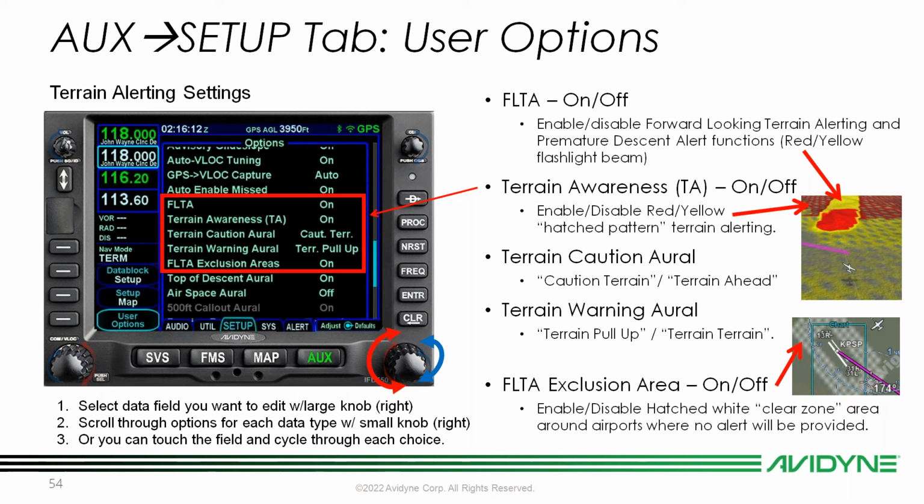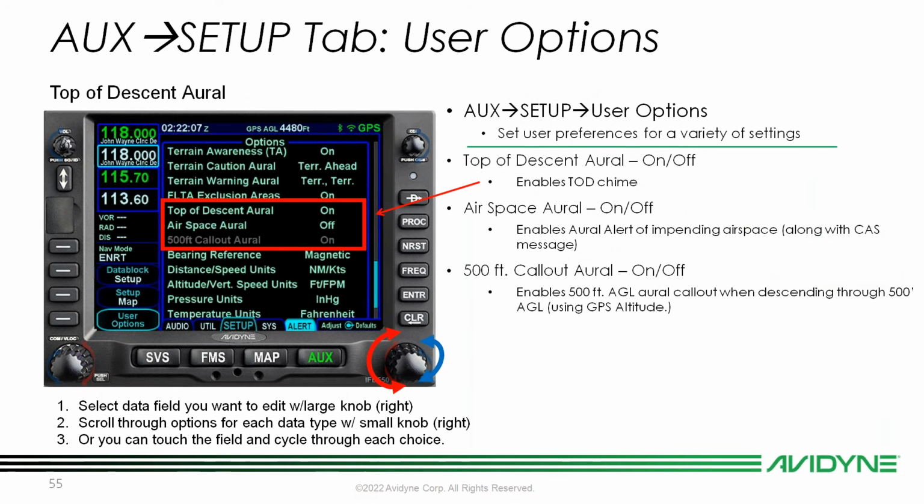So you can even customize the type of message that you want the IFD to chirp at you when you're getting too low. FLTA exclusion areas, we can also toggle those on and off. And that's going to enable and disable the hatched white clear zone area around those airports, especially those airports where they're not going to provide you an alert. So that's a way to cut off some of the terrain alerts as we're coming up on an airport that may or may not have FLTA exclusion areas set up in it. So again, all that stuff is in the pilot guide as well. If you have any questions about that, we can definitely get into a little more detail on that there.